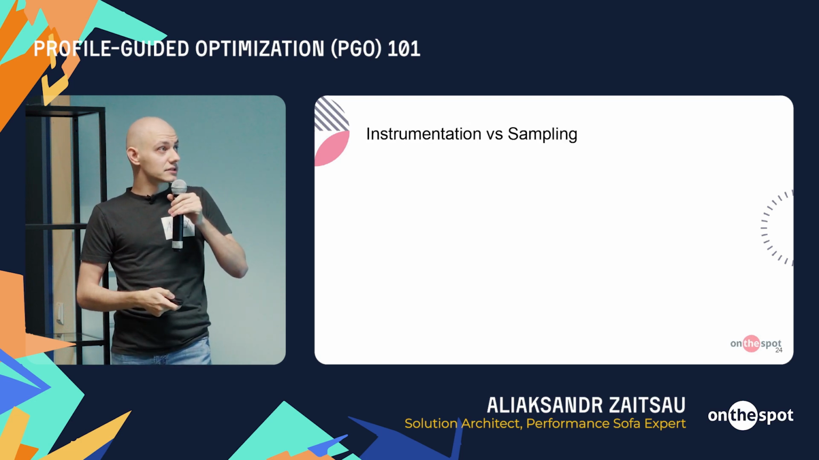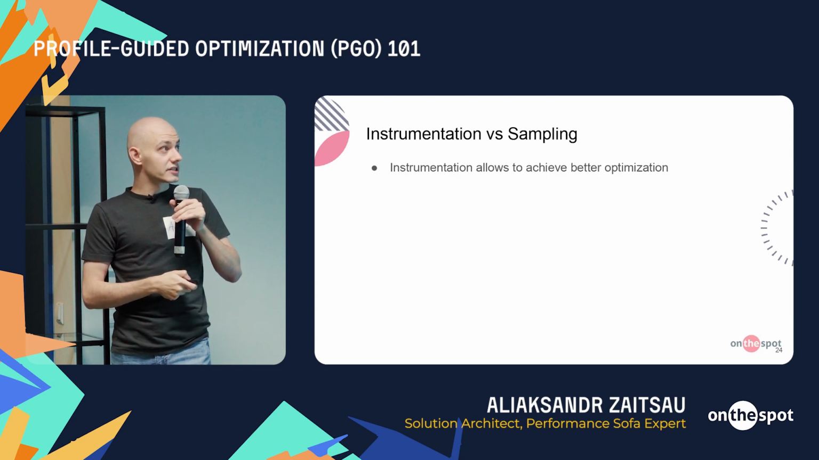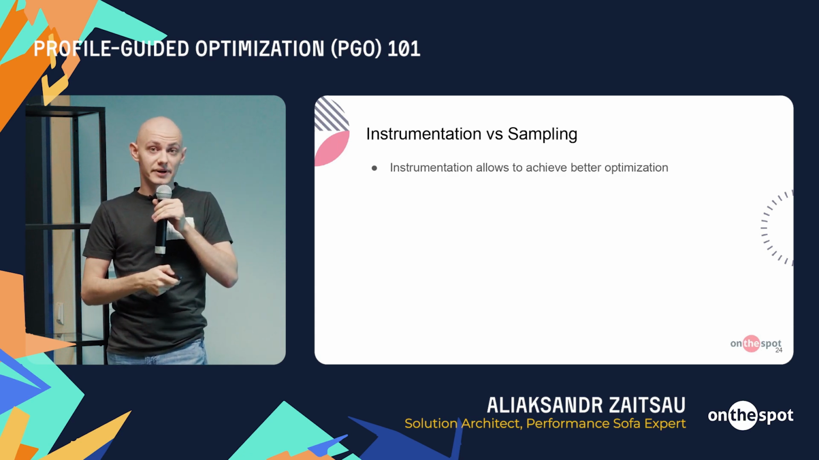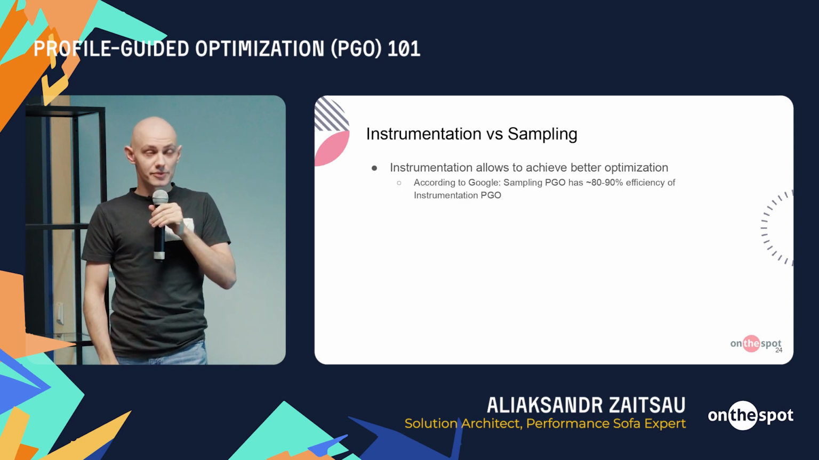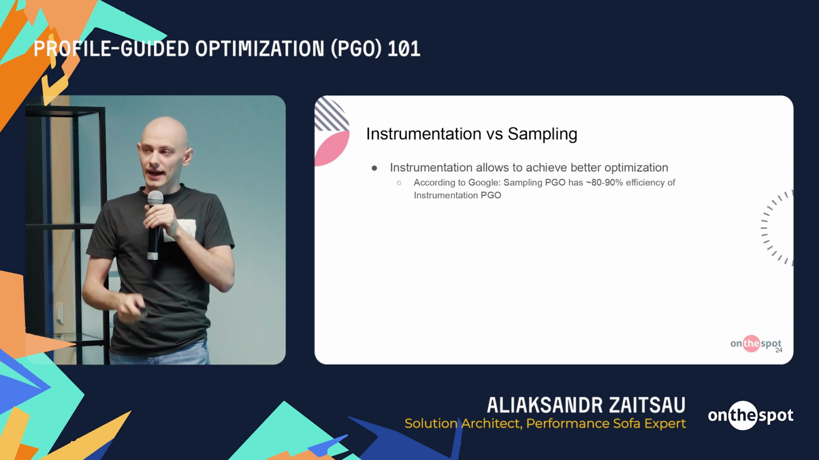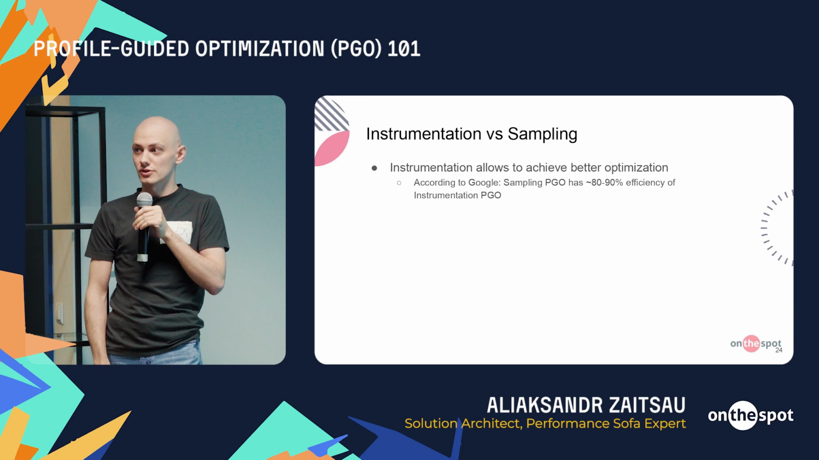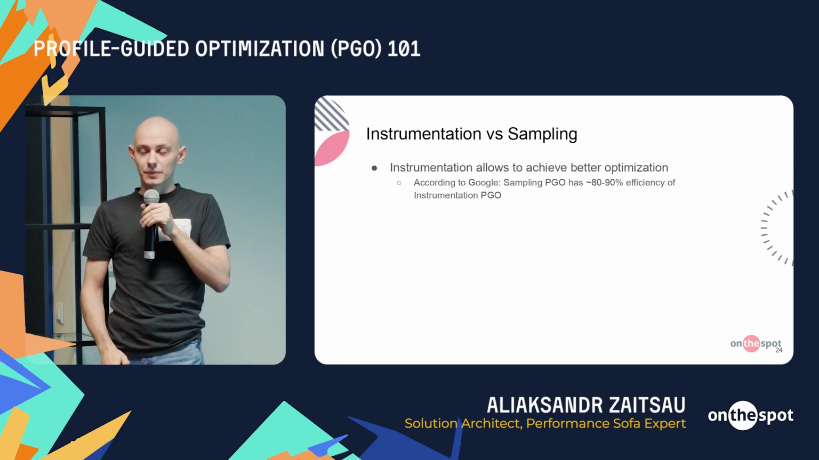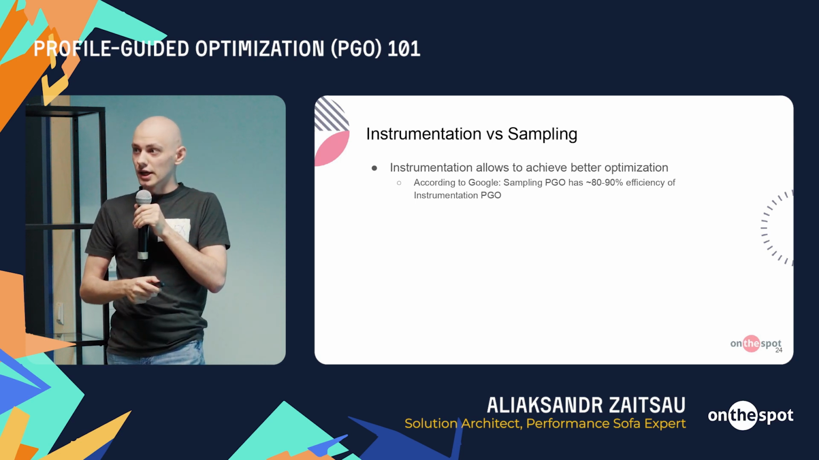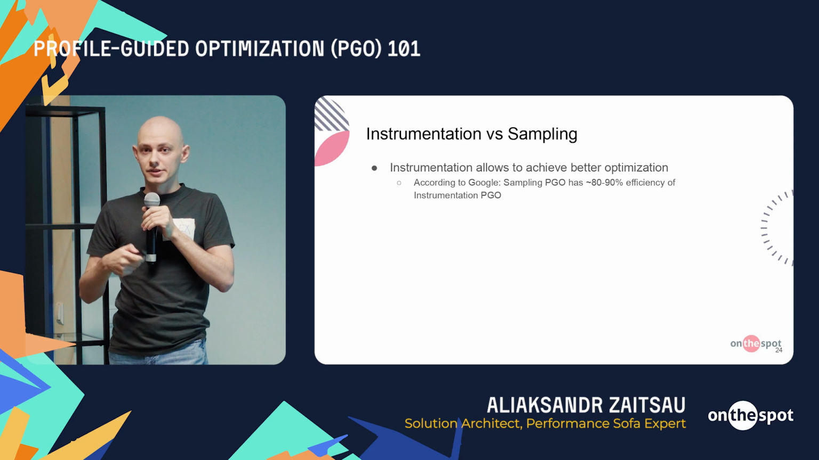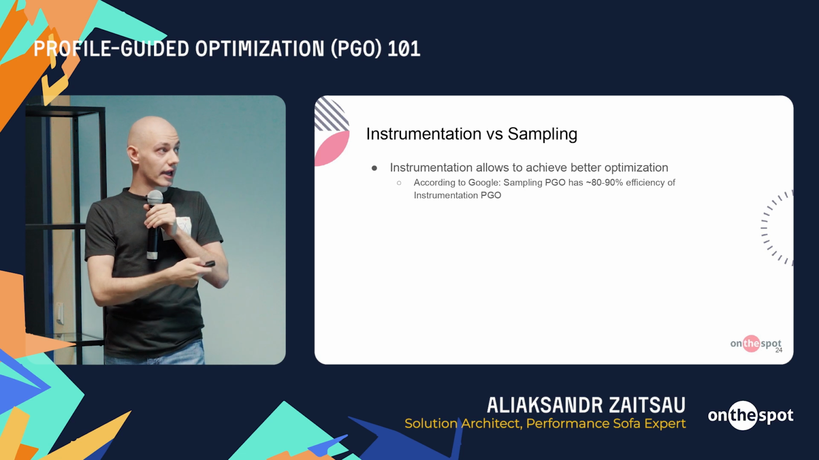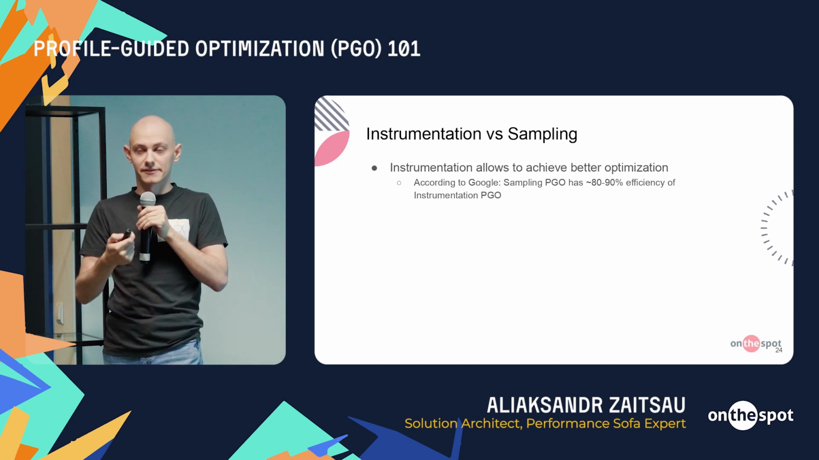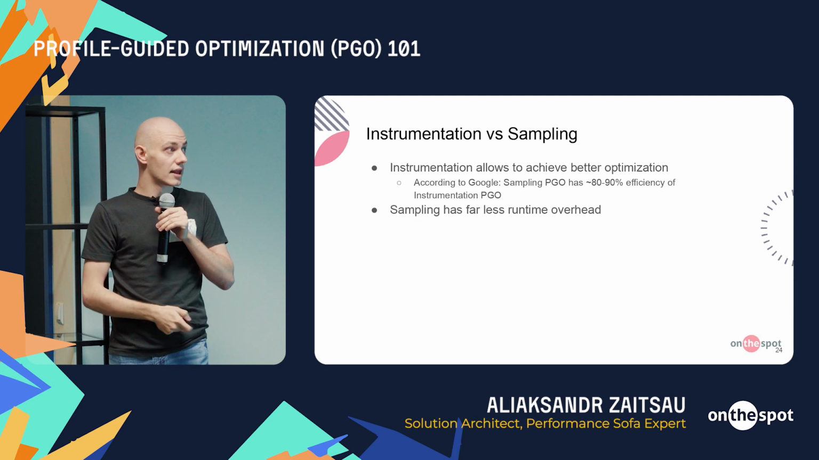So let's compare two different approaches. At first, instrumentation allows you to achieve better optimization. How much? Once again, according to Google measurements, sampling PGO has about 80 to 90% of the efficiency of instrumentation PGO. That means if you want to achieve as much performance as possible, instrumentation PGO is your way. If you want to reduce runtime overhead for collecting PGO profiles, use sampling PGO, and you can, in some situations, sacrifice several percent of performance.